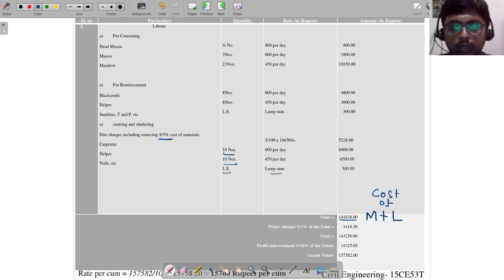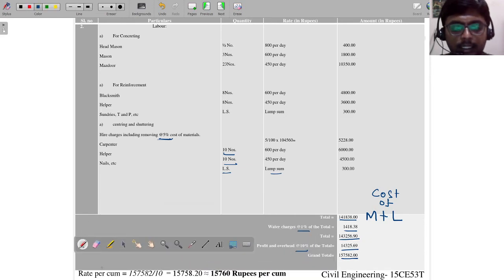Next, as you know, water is an important ingredient in RCC work. So we take it as 1% of the total, that is 1418.38 rupees. Next, let us do the total again. After that, we are giving a profit and overhead of 10% to the contractor, which works out to be 14,325.69 rupees, and the grand total works out to be 1,57,582 rupees.